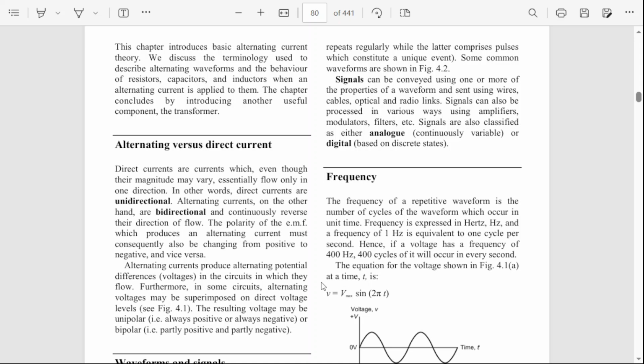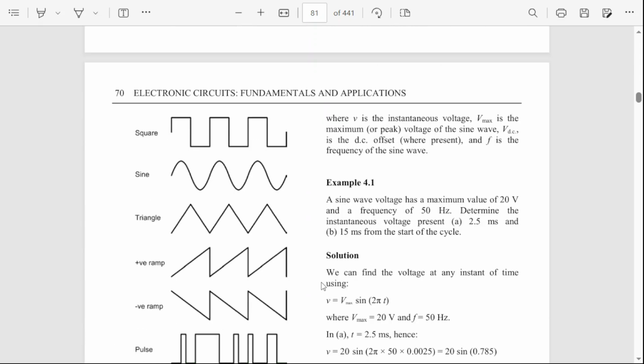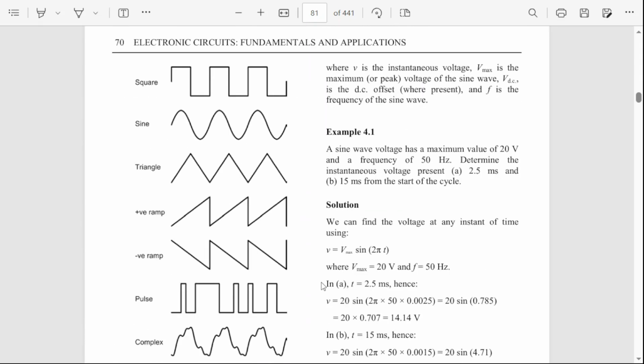It says a signal can be conveyed using one or more of the properties of a waveform and sent using wires, cables, optical and radio links. Signals can also be processed in various ways using amplifiers, modulators, filters, etc. Signals are also classified as either analog, continuously variable, or digital based on a discrete state. Alright, so basically they're talking about the different kinds of signals in electronics. These are some of the examples.